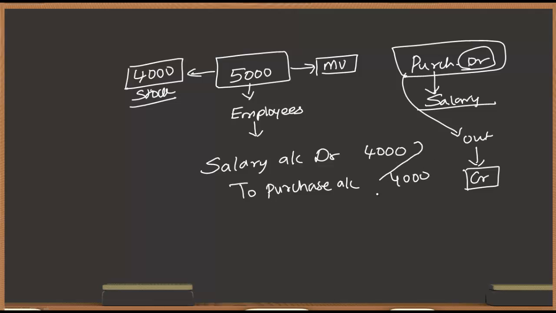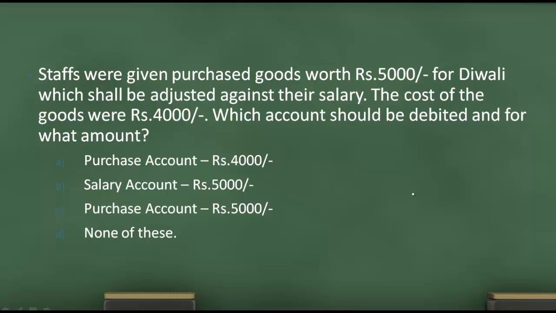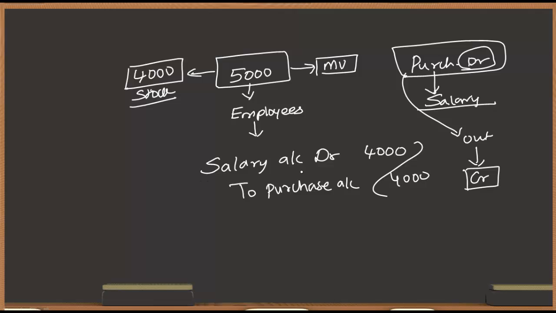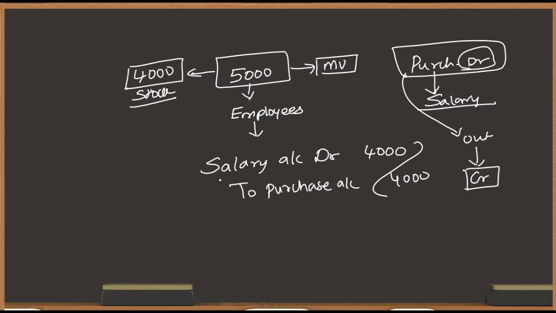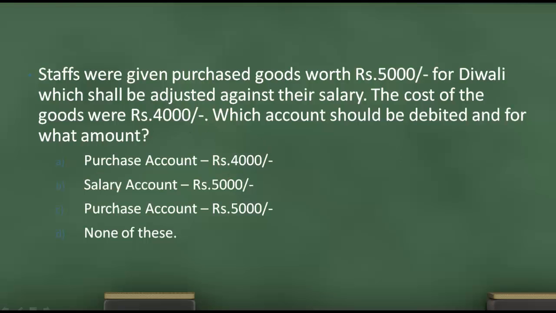So now we'll go back to the question once again. Which account should be debited and for what amount? And what we have done, we have debited the salary account for 4,000. Go back here. We have in option B salary account 5,000. We have purchase account 5,000. We have purchase account 4,000. But what is required for us is salary account debit 4,000. Is it there? It is not here in all the three. So the answer is none of this, because we know salary account should be debited for 4,000 and that option is not here. So the answer is none of this.